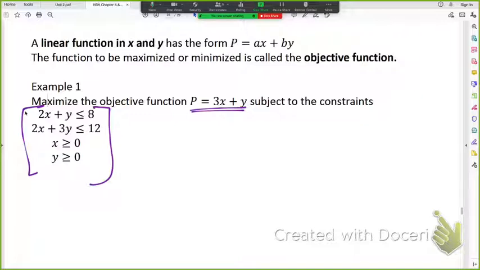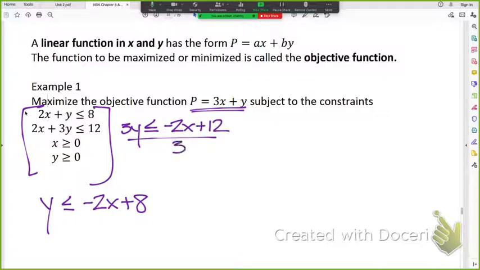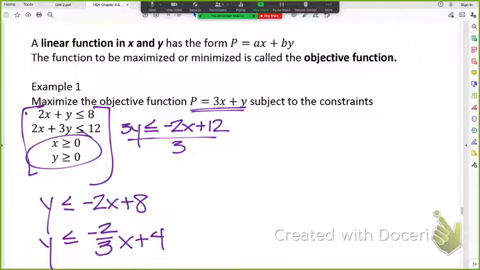So in this one, the bottom 2 are the easy ones, right? X is greater than or equal to 0, y is greater than or equal to 0. The top 2, what do we have to do to them before we graph them? Solve for y. Okay, so far exactly the same. Y is less than or equal to negative 2x plus 8. Second one, I would have to subtract the 2x and divide by the 3. Why do you solve for y, not x? Because in order to graph lines, you need them to be in y equals mx plus b form. X equals 0, that's a vertical line. That's different. We okay so far?